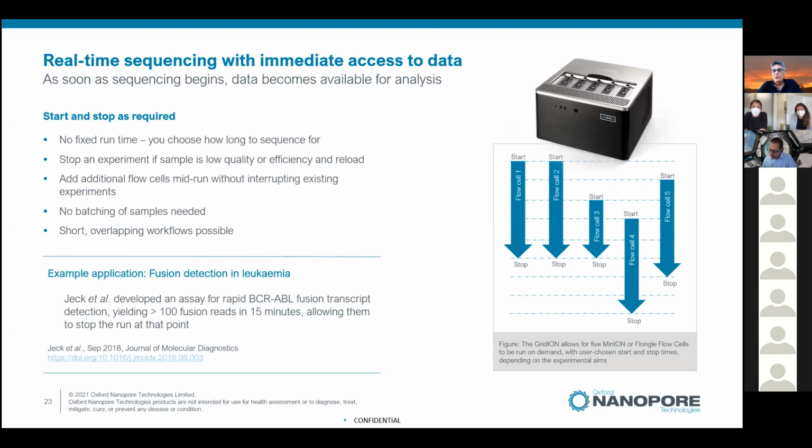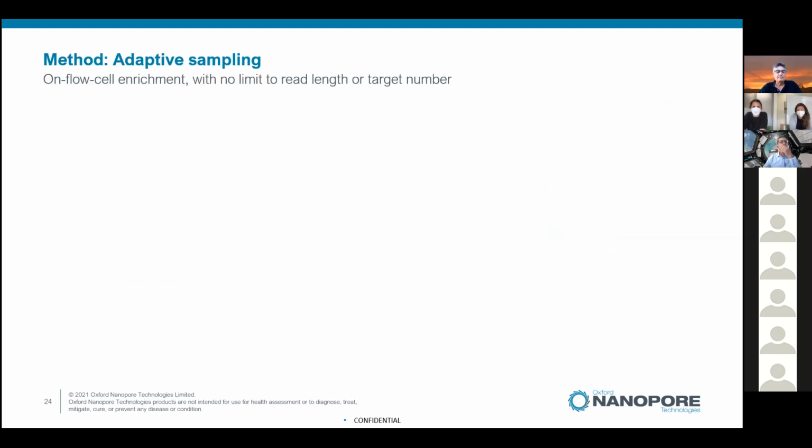You can put another flow cell in a different location and start it at the same time. All of these locations can run simultaneously, but they're all independent. And this can be really useful in time-critical applications, for example, in leukemia, where in a particular study, they were looking at a BCR-ABL fusion transcript, and they got over 100 reads in 15 minutes. So they just stopped the run, washed the flow cell, put it in the fridge, and started analysing their data.